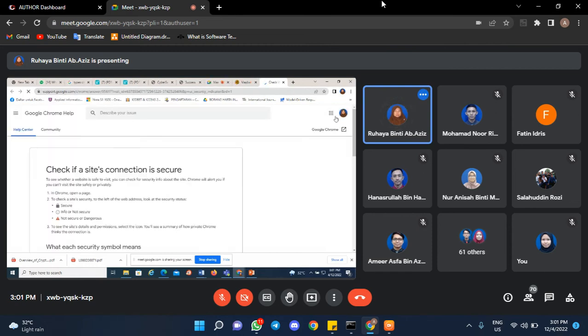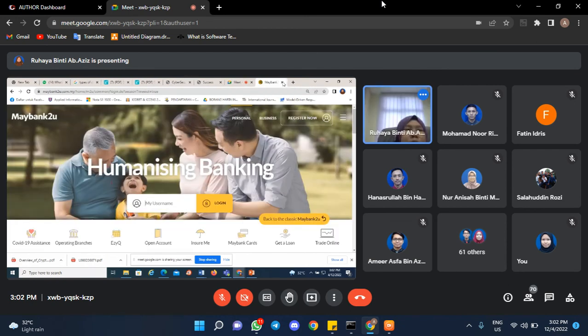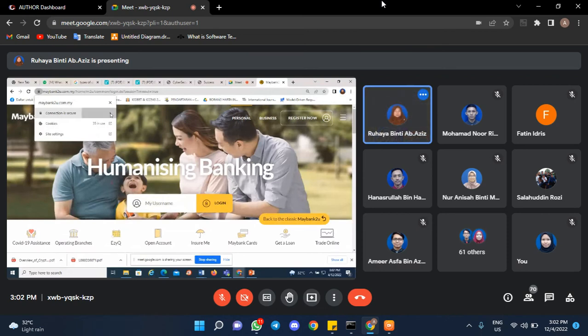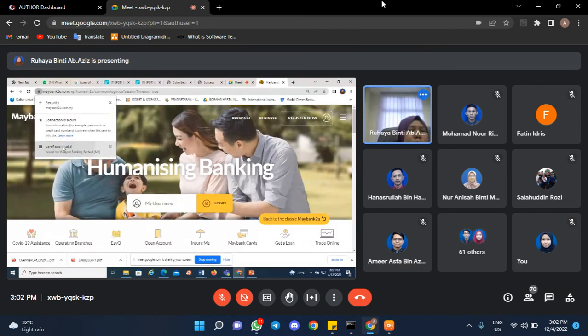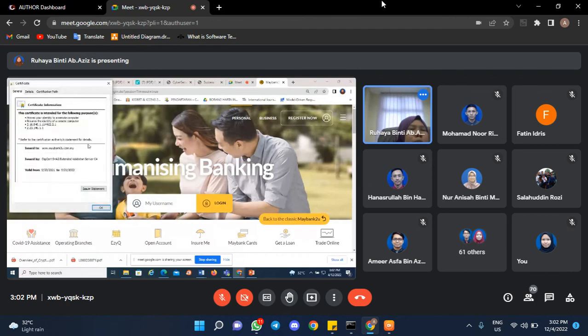Sekejap, salah. Kat situ sekejap. Pergi secure, valid. Pergi dekat certificate is valid. Pergi dekat sini, you pergi tengok dekat detail.